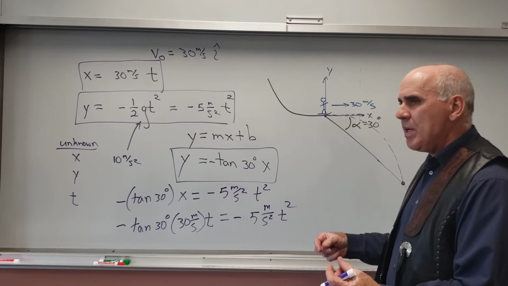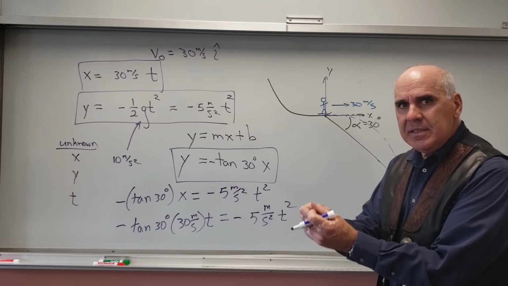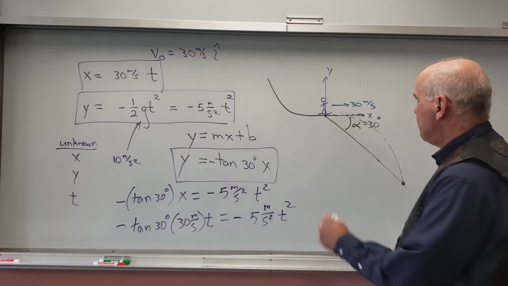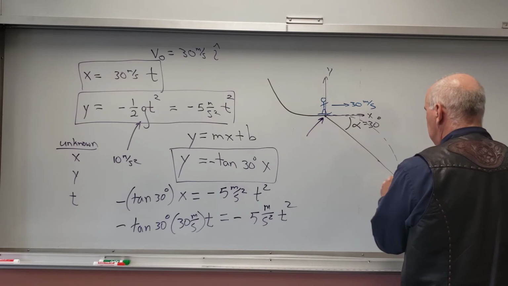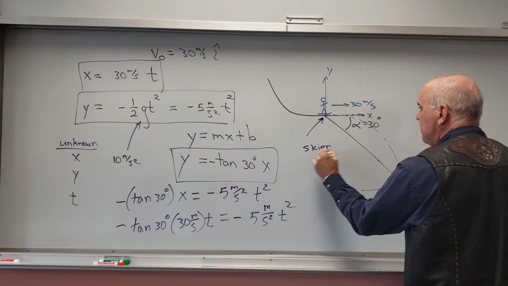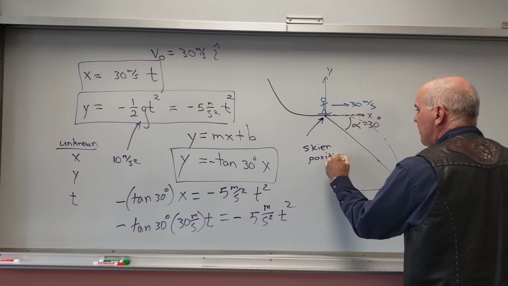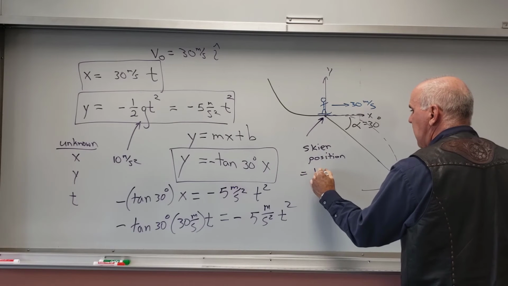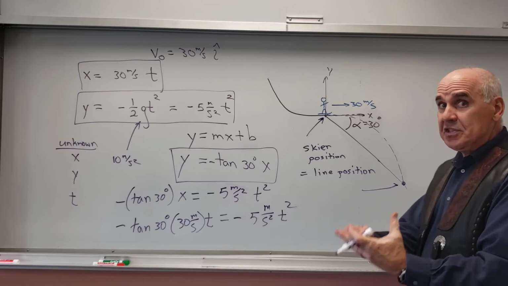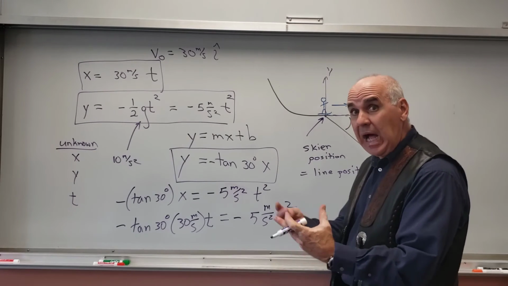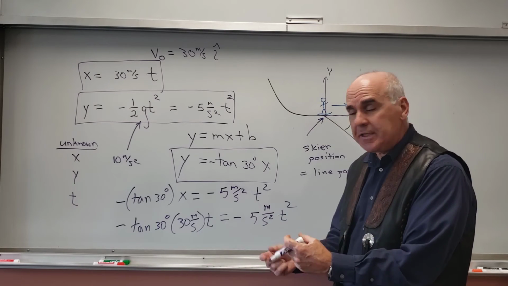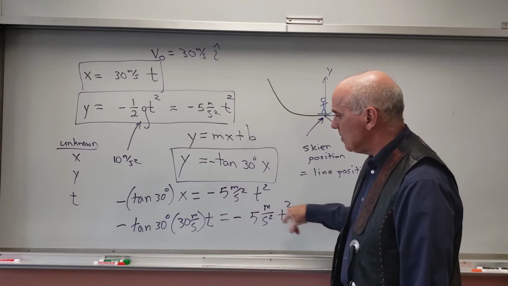What is this telling me? This is when the skier is at a point on the slope. Well, that's right here. So there are 2 points. There's one right here, and there's one right there. And these are where the skier position equals the line position. That's physically what's happening here. The skier's on the line. So the skier's function intersects the line. One of those points is here. That's t is equal to 0.